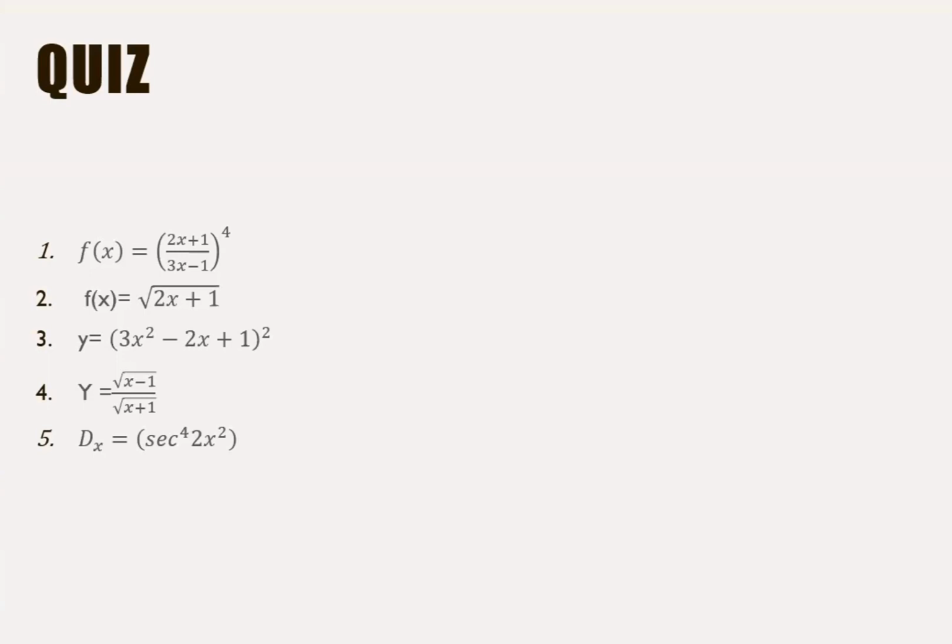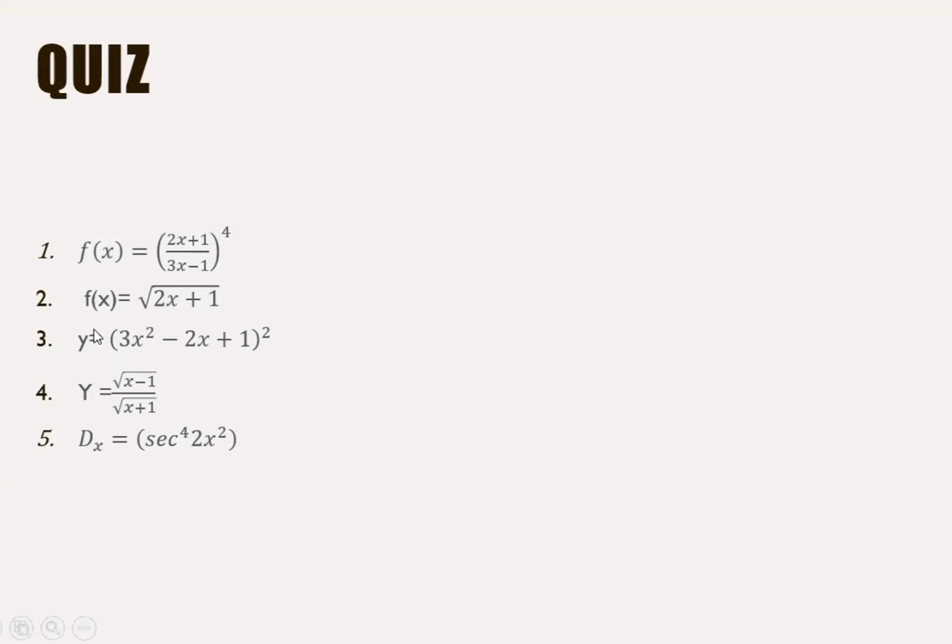For your assignment, you are going to apply the chain rule. Number 1: this is equal to the quantity 2x plus 1 over 3x minus 1, to the power of 4. So your u to the power of n. Find the derivative of your u.